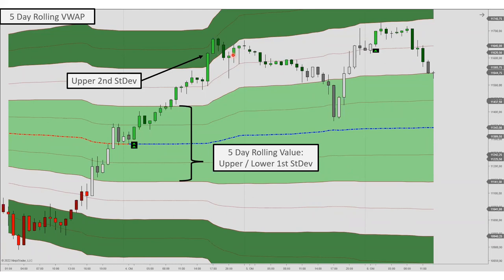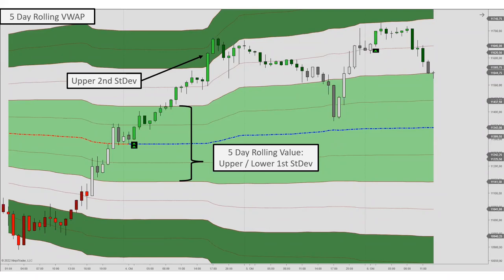One observation that we've made is that the standard deviation calculation might not be the best option for calculating the bands here on the rolling VWAP. This is particularly true with respect to the outer standard deviation bands that are used for exit timing.